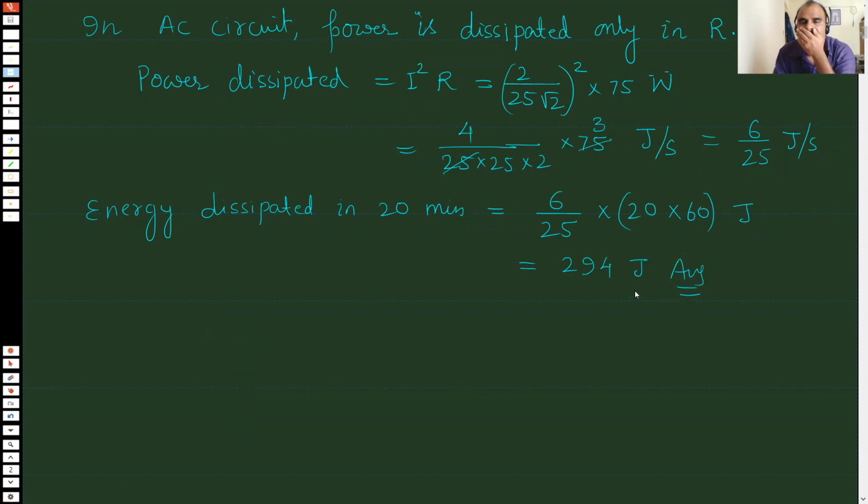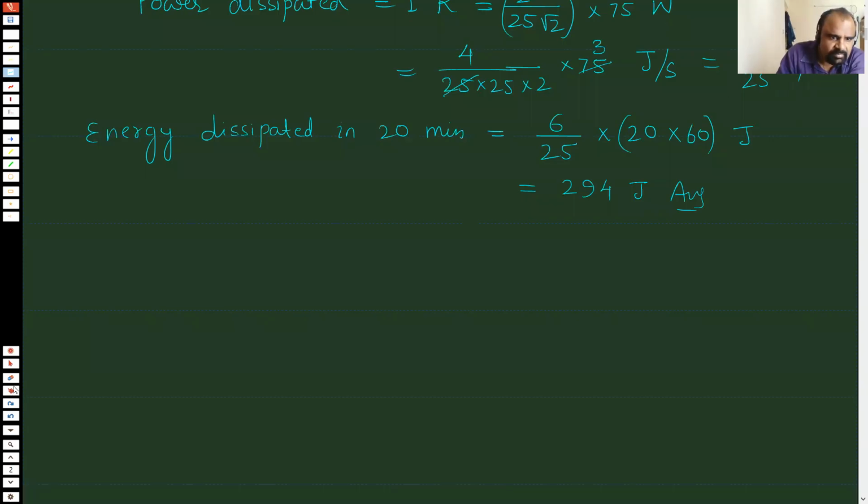Any problem? Is there any mistake I did? I might have. If I had done any mistake, then you correct it yourself. Okay, so actually this was 288 joules.